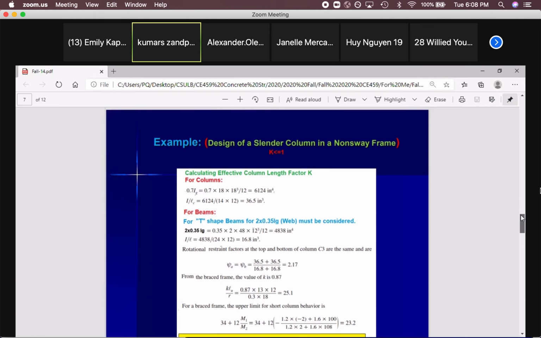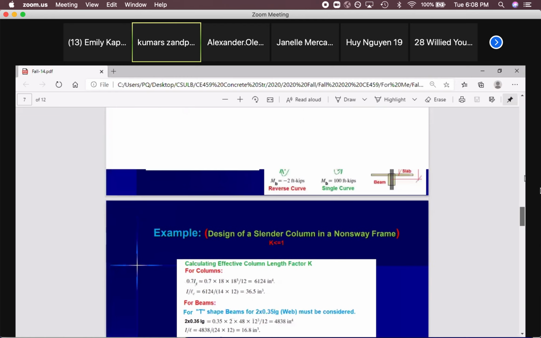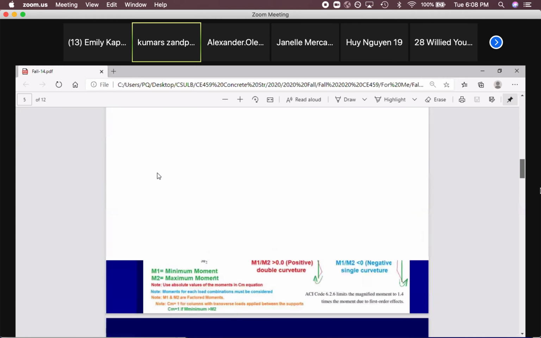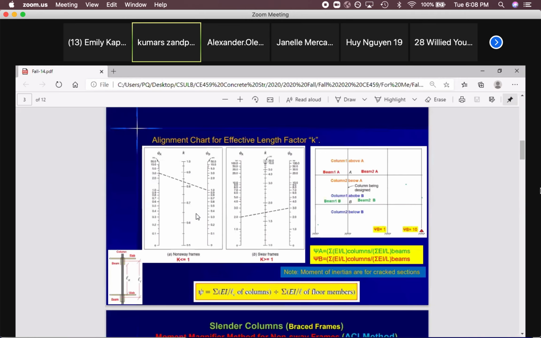Then what can I do? Go to that chart. Look at this. Go to this one, non-sway, 2.4, for example, and 2.4. Connect them together and read this number. That's your K factor. That's it. I hope you got this.